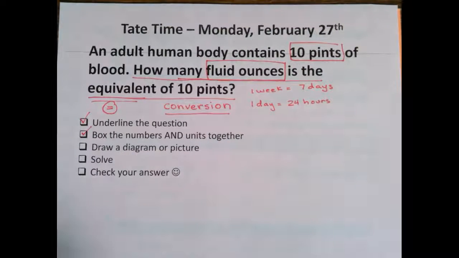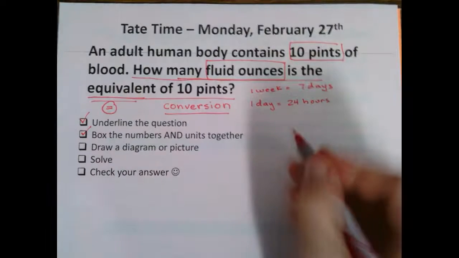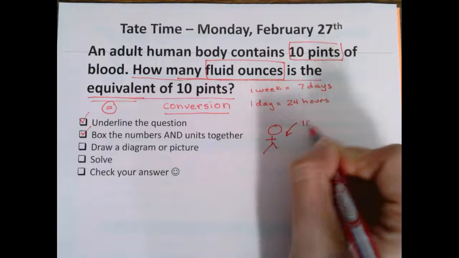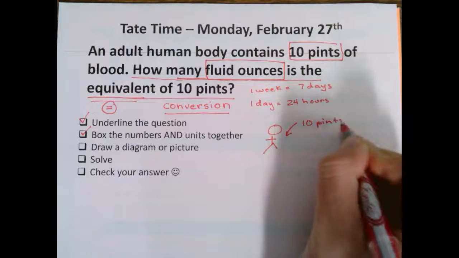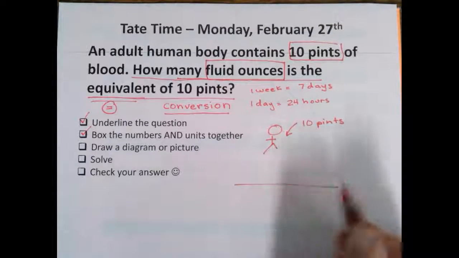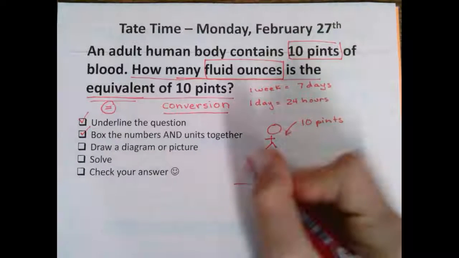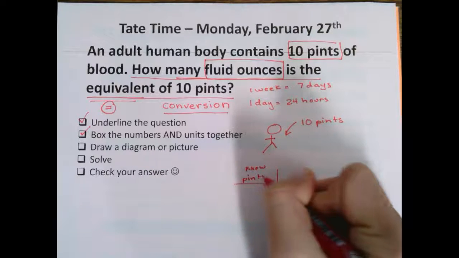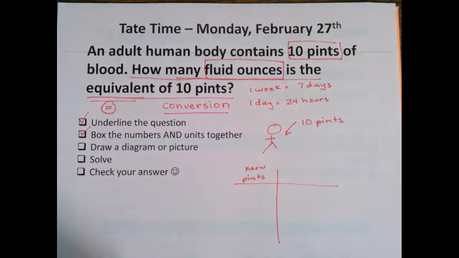Let's draw a diagram or picture to help us out. So we know that we have in our body 10 pints of blood, and we want to change pints to fluid ounces. So I'm going to use a T-chart to help me out. I know the pints, but I don't know the fluid ounces. So let's look at our reference materials on our orange paper.